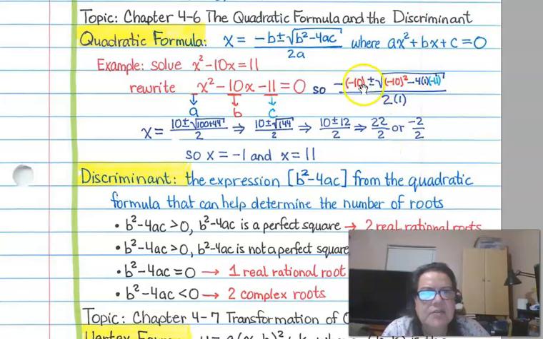All right, so now let's clean this up. Whoa, it looks like a hairy monster, but it's okay. We'll tame it down step by step. Negative, negative, we already said turns positive, plus or minus the square root of, well, what's negative 10 squared?